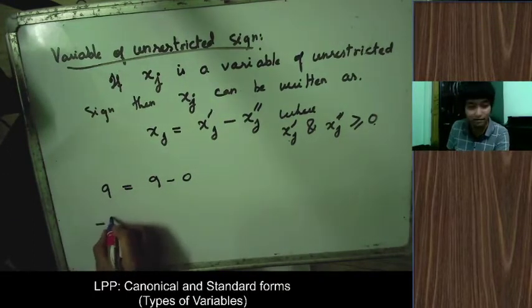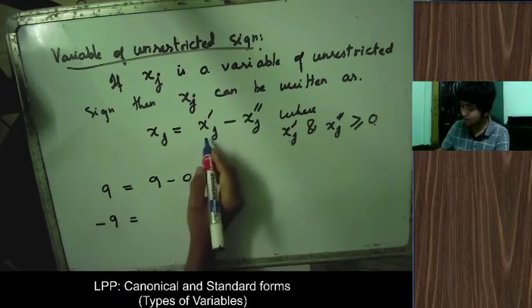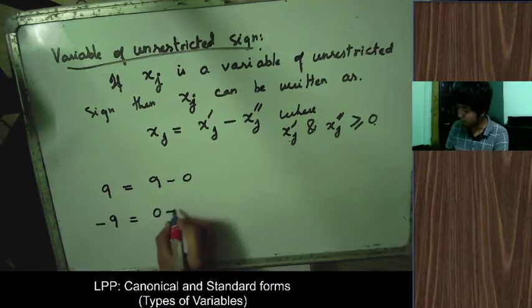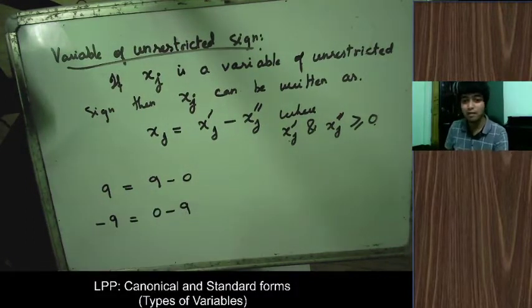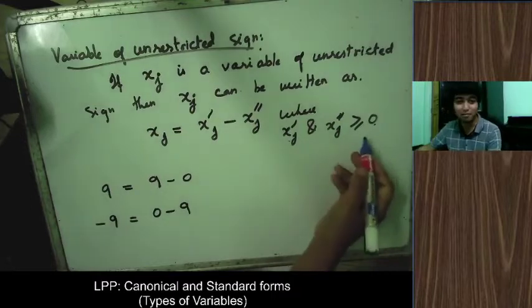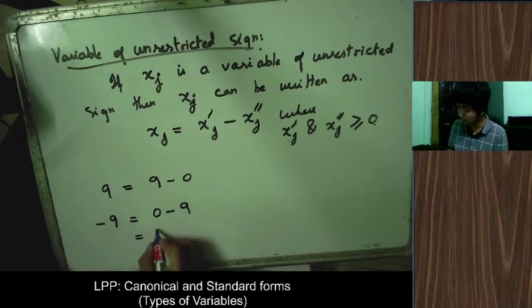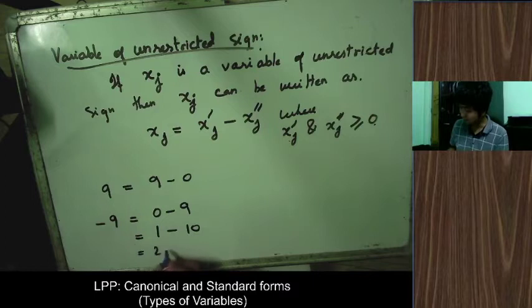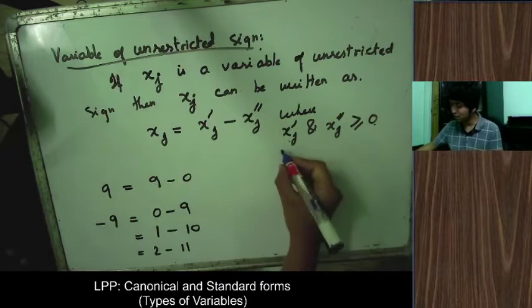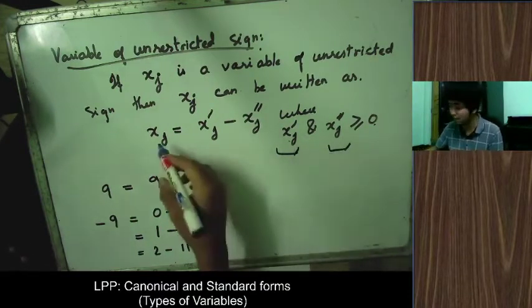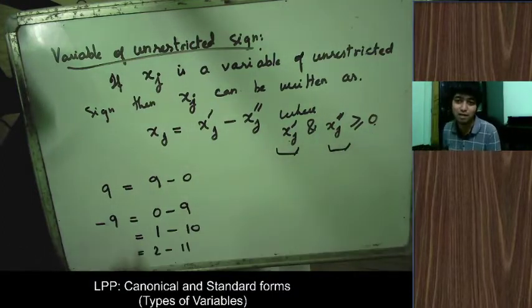And even if you are having a negative number, say minus 9, you can still write it as 0 minus 9, where 0 is greater than or equal to 0, or you can even write it in another way, maybe 1 minus 10, or 2 minus 11. We can write it in so many ways, but the main thing is that we can express it in terms of the difference of two variables, and both of them should be greater than or equal to 0.